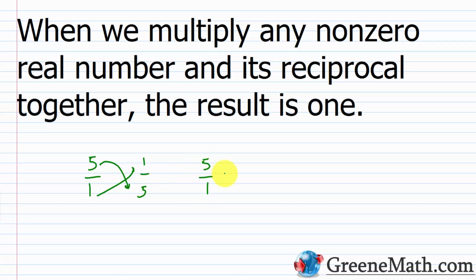So 5 over 1 times 1 over 5. What's going to happen is this will cancel with this, and I'm going to be left with just 1, right? That's going to be my answer. And this is true anytime you multiply a non-zero real number by its reciprocal.